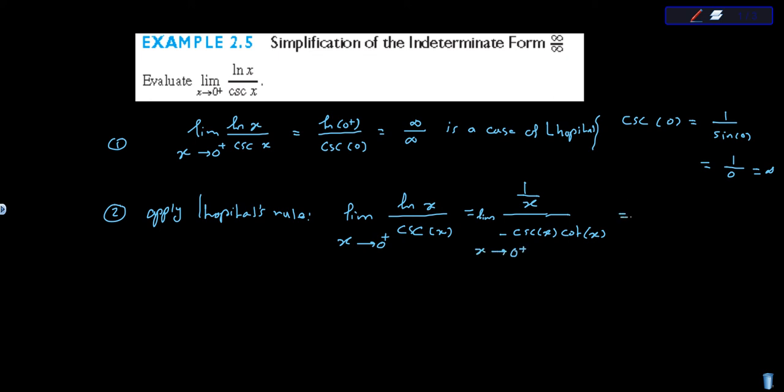Now we can substitute x by 0. Let's show you this. This is equal to 1 over 0 over minus csc 0 times cot 0. This is equal to infinity, since csc 0 is 1 over sine 0. I think also infinity.